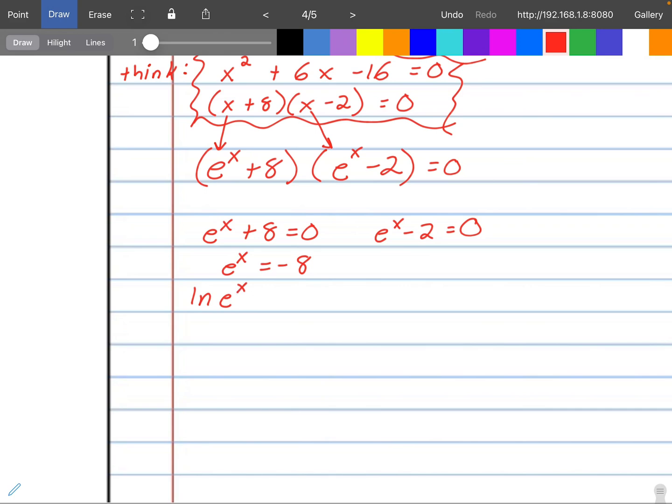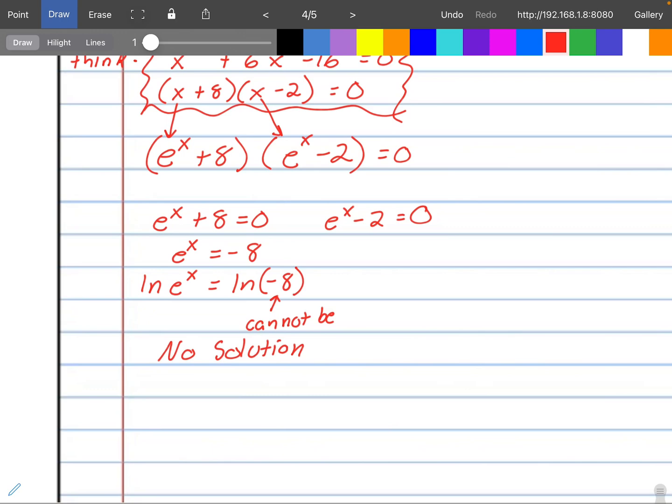Then, in order to solve that, I can't get those bases to be the same. Therefore, I'm going to use a natural log to be able to cancel out that e. Make sure you use a natural log on the other side as well. And this right here should set off a bell. I cannot take the log of a negative number, which means I don't even need to finish solving this. I can automatically tell you that I am not going to get an answer. This cannot happen. So, since this one cannot be, that means for this factor, there is no solution. However, we still need to solve the other factor. There might be a solution there.